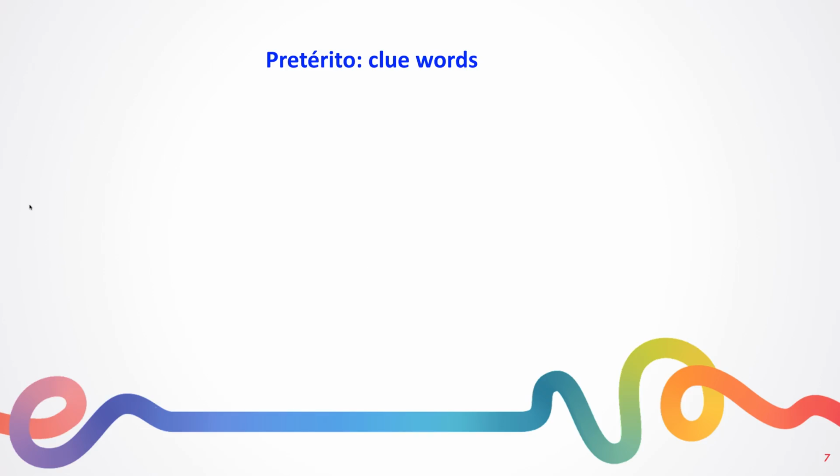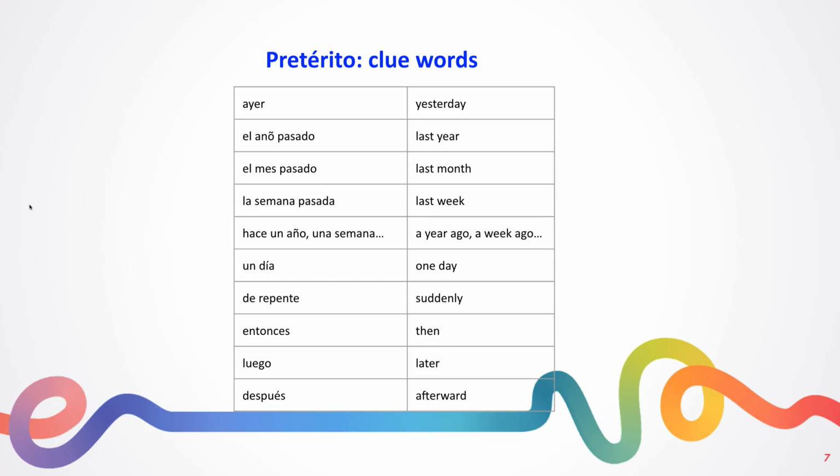Bien, let us then look at a few clue words. There are some things we can consider to help us along. Here's some clue words that are really common indicators that the pretérito should be used. Ayer, yesterday. El año pasado. El mes pasado.